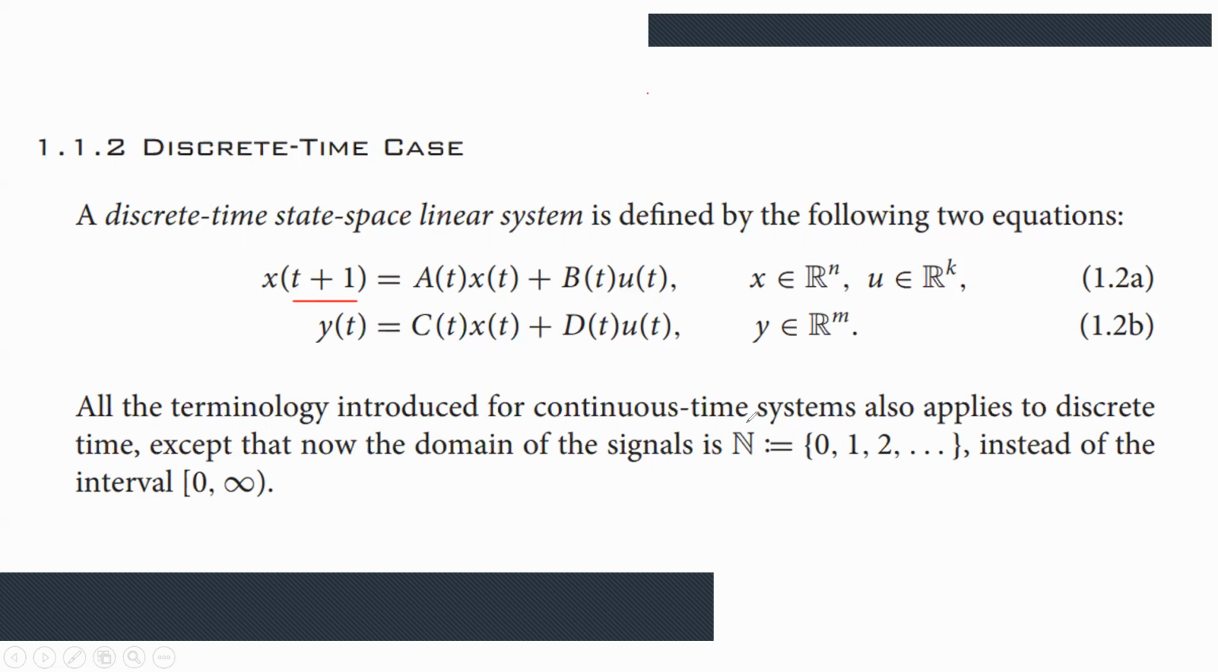All the terminology introduced for the continuous time systems is also applied to the discrete case as well. But there is a difference, because in the case of the discrete, they are using this interval, n = 0, 1, 2. This is a subset of natural numbers. हम इसको positive integers primarily कह सकते हैं because they include zero as well.